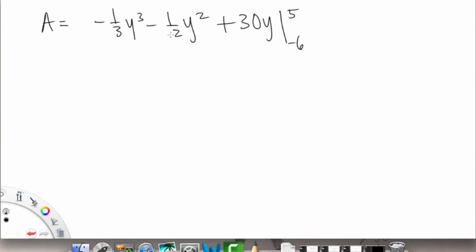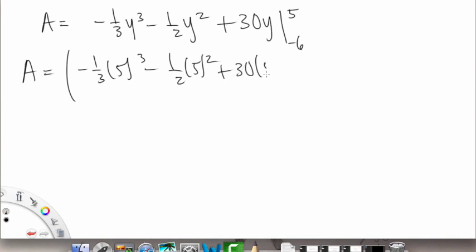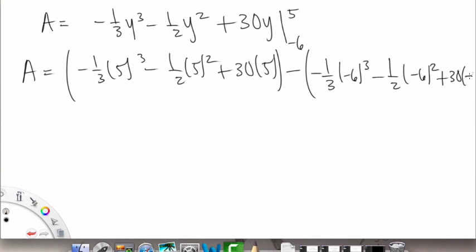So let's continue on the next slide. So we have A is equal to negative 1 over 3 y to the third minus 1 over 2 y squared plus that 30y. And we're evaluating from negative 6 up to 5. Okay, so let's plug in that 5. So we get area is equal to negative 1 over 3 times 5 to the third minus 1 over 2 times 5 to the second plus 30 times 5. Okay, and then minus, now we're going to plug in the negative 6. So if we plug in a negative 6, this is what we'll get. And then for the second term, negative 6 squared, plus 30 times negative 6 at the end there, okay? So 30 times negative 6.